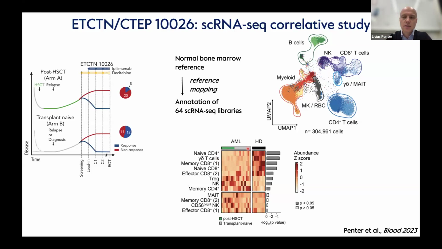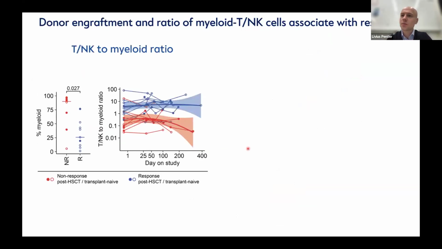And actually, the most robust finding in this single cell data set was that the ratio of T and NK cells to myeloid cells was more favorable in the responders. Those are the ones in blue compared to the non-responders. And this was a very robust finding, and it actually persisted throughout therapy.